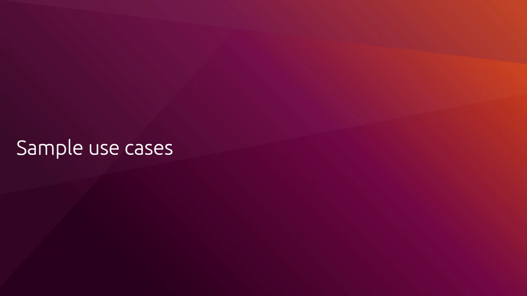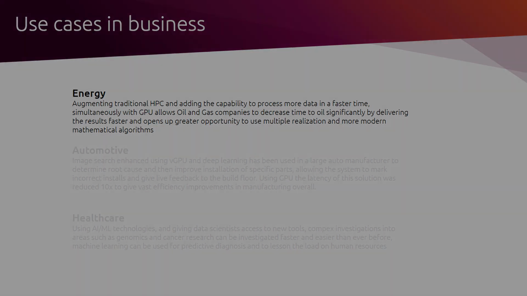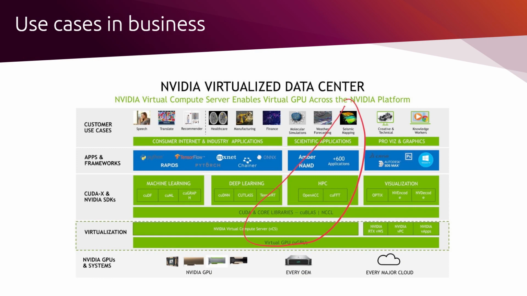Hi, I'm Dave Montana, VP of Sales in Americas at Canonical, and I'm going to use a couple of minutes to talk to you about some of the really cool use cases we've got going on with NVIDIA. First off, we've got energy. Traditional business didn't really get into GPU in any big way until maybe the last 10 years. What we've been able to do now using Linux capabilities with Canonical and NVIDIA is to create some incredible capacity to process more data in a much faster time. This allows oil and gas companies to decrease time to oil, and we get results much faster. It's a much greater opportunity to do things like multiple realization and solve much more complex mathematical algorithms.